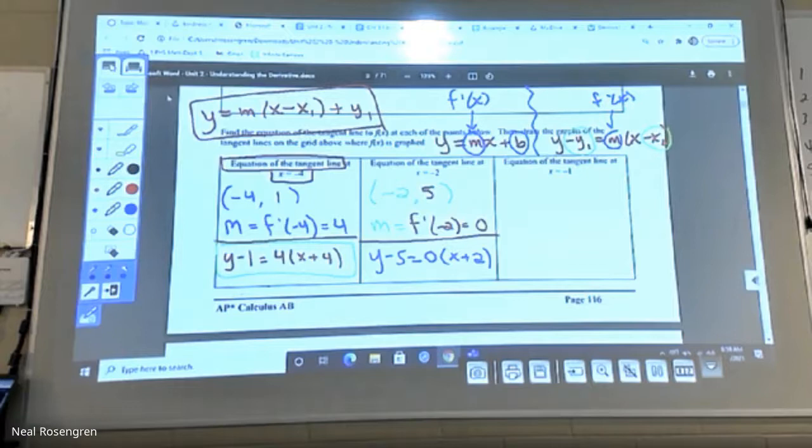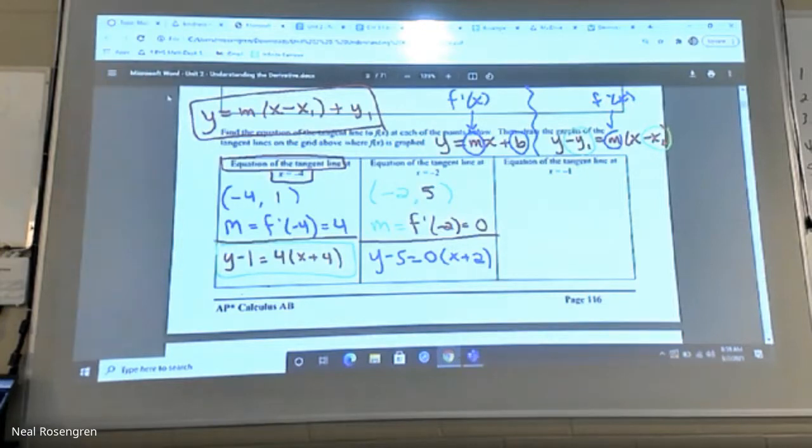Now, the first one on the left there, that's a perfectly fine way to write that down. I love it, looks great. I know the slope, I know the point, I don't have to do any work. But like I said, if you want to distribute and simplify and move stuff around, go for it.